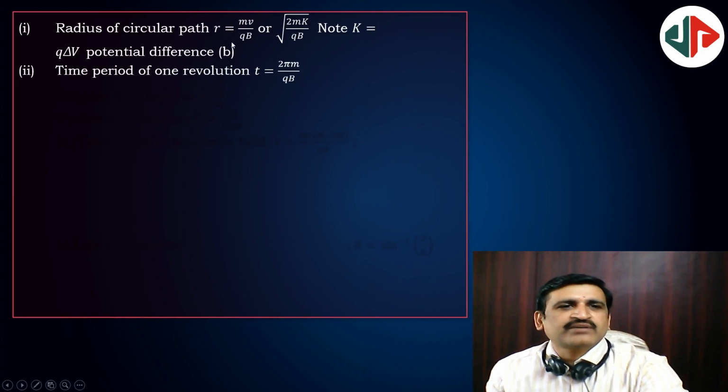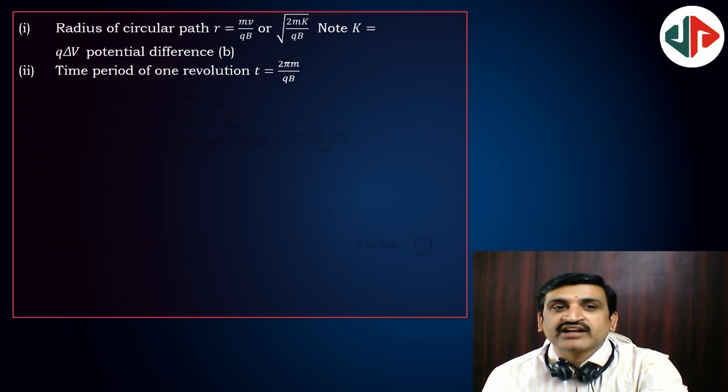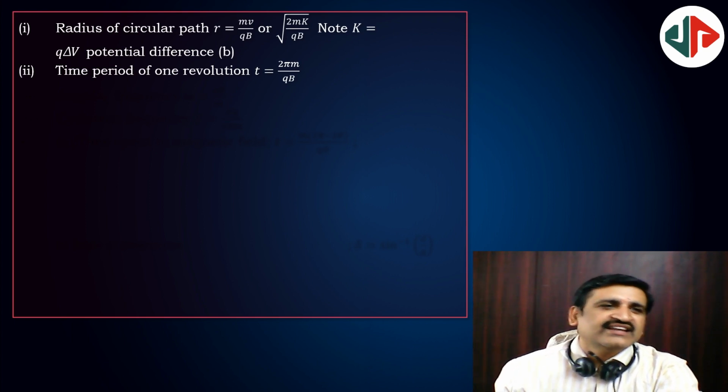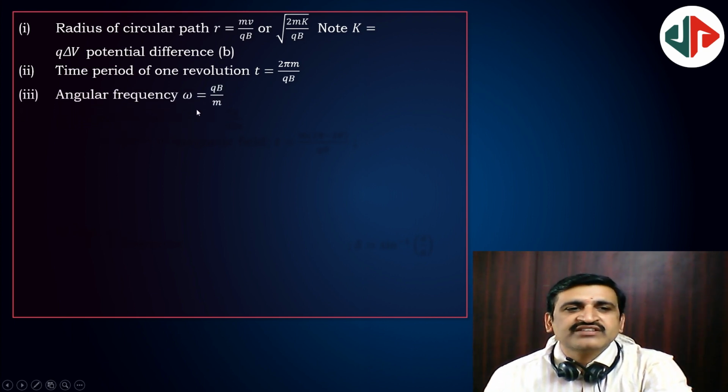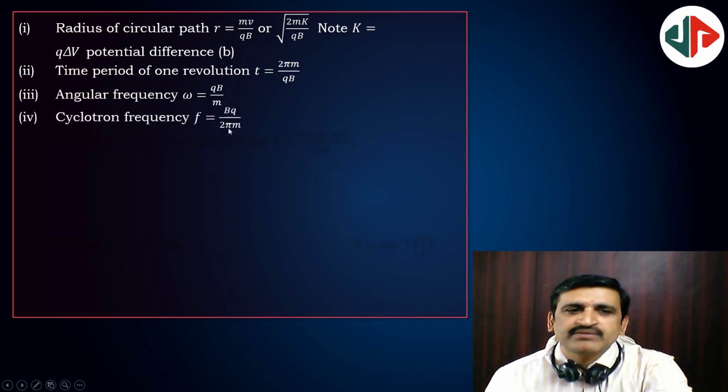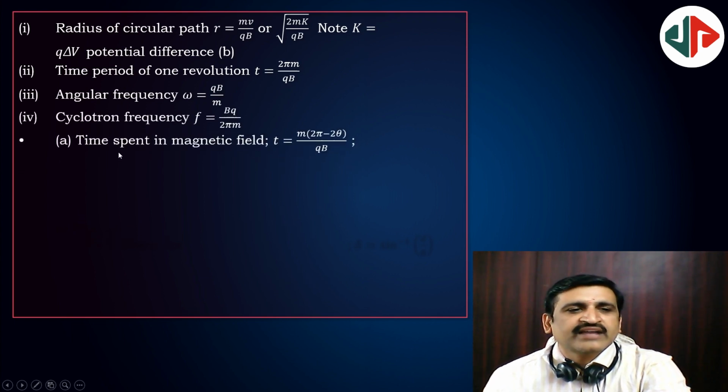Radius of circular path R is equal to mv by bq when a charged particle is projected into a magnetic field at right angles. The time period of one revolution is 2 pi m by bq. Angular frequency omega is equal to bq by m, and cyclotron frequency is the same, bq by 2 pi m. Time spent in magnetic field t is equal to m by bq into (2 pi minus theta).